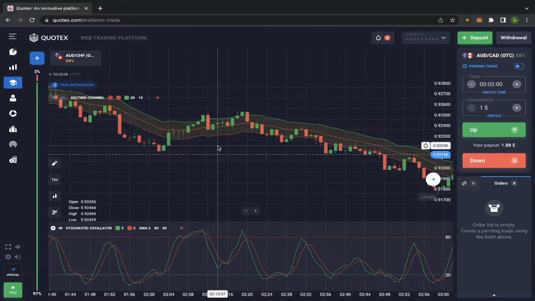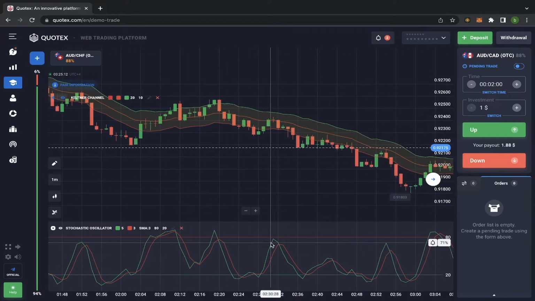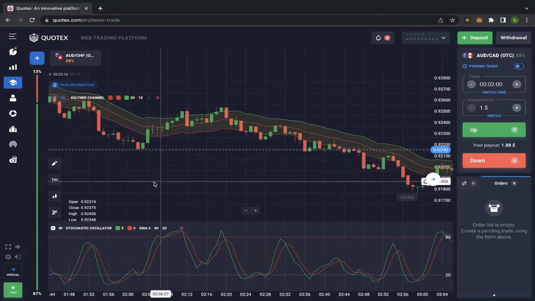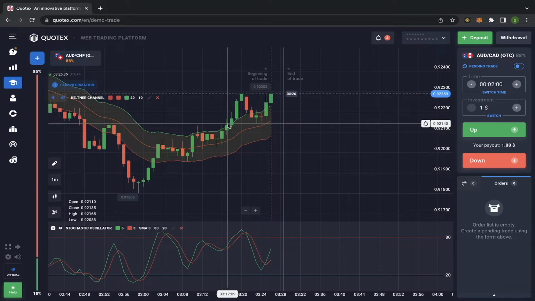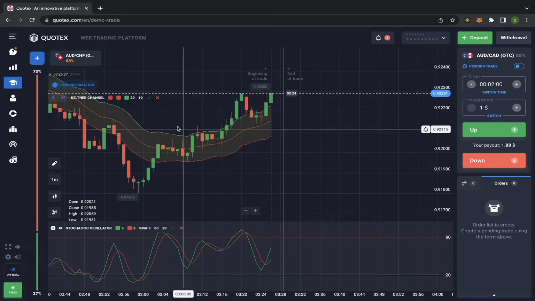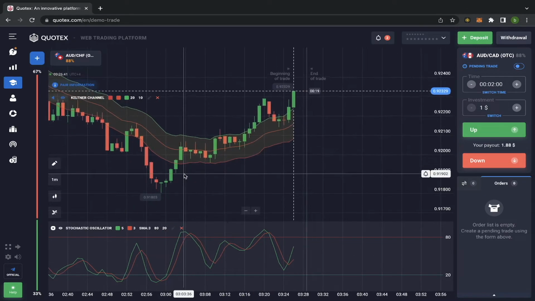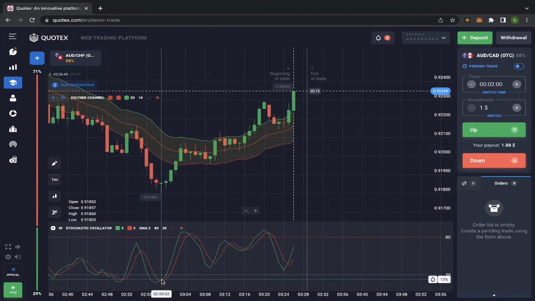So for this strategy, we have to look for breakouts that happen in the Keltner channel and the overbought and the oversold levels in the stochastic oscillator. Then we combine both of them and then we place the trades. Okay, so what we have to do is, whenever there's a breakout at the top of the Keltner channel, we have to look for an overbought market. And whenever there's a breakout at the bottom of the Keltner channel, we have to look for an oversold market.